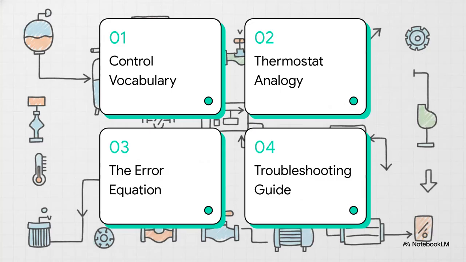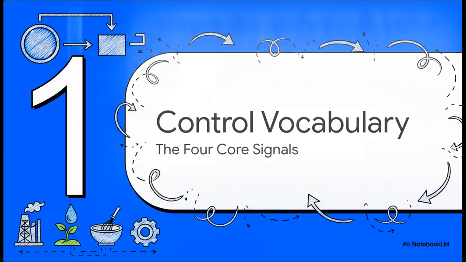All right, here is our roadmap for today's Explainer. We're covering the control vocabulary, diving into the four core signals, checking out a thermostat analogy, breaking down the error equation, and wrapping it all up with a field troubleshooting guide. Okay, Section 1, the control vocabulary.